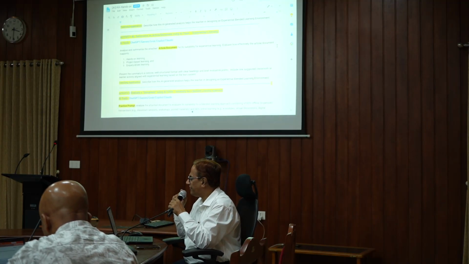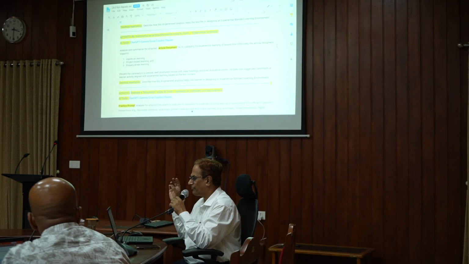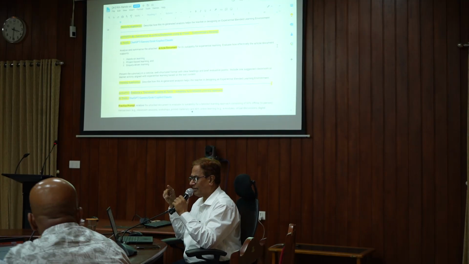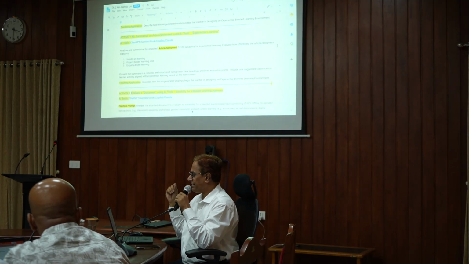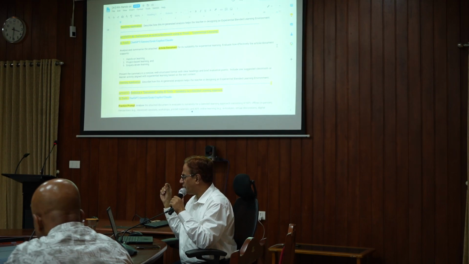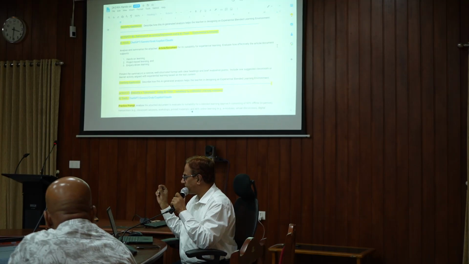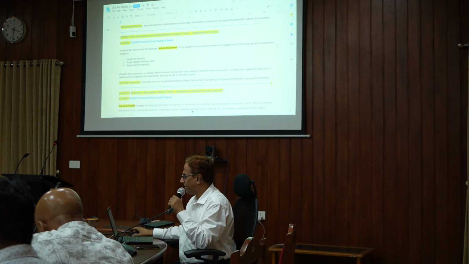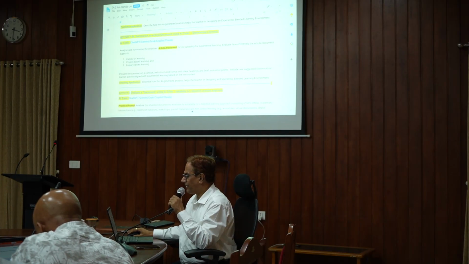Evaluate how effectively the article supports hands-on learning, project-based learning, inquiry-driven learning. These are the three models. Present the summary in a concise, well-structured format with clear headings and brief evaluative points. Include one suggested classroom or online activity aligned with the experiential learning. This one I am sharing with you.